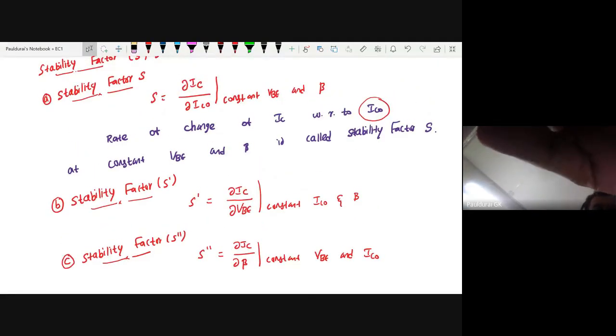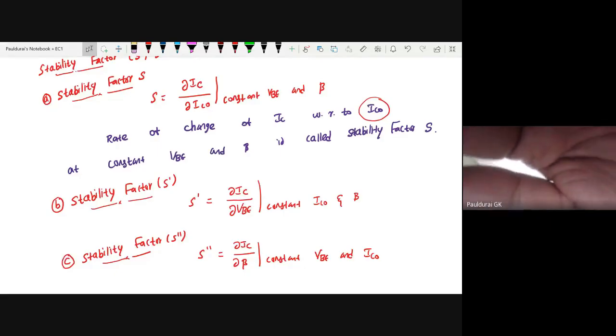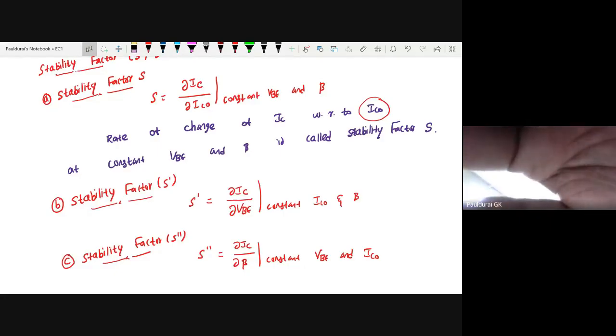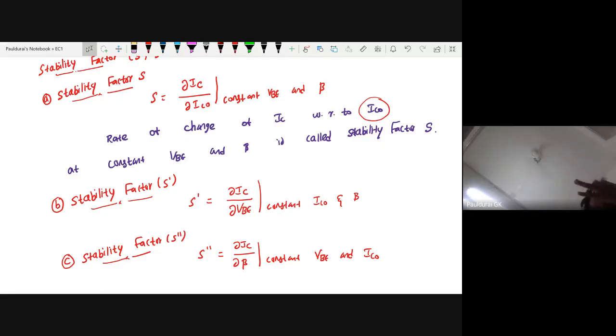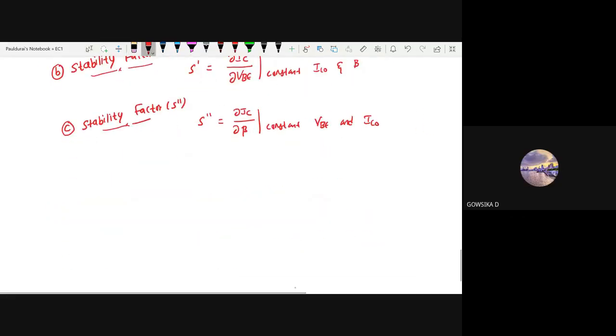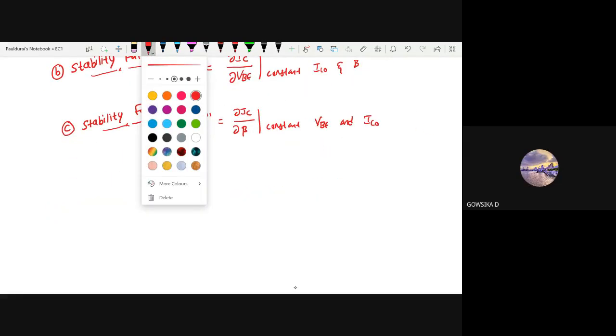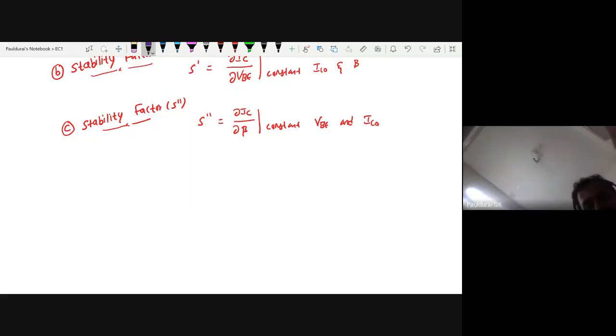Today my aim is to derive the stability factor. Yes, it is sufficient. No need to derive S dash and S double dash. So general expression for stability factor. Shall I move? Have you taken this? So put the heading: general expression for stability factor S.